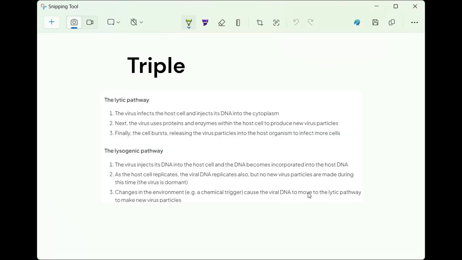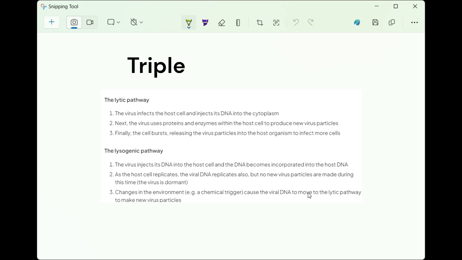So when a virus infects your cells, there are two different pathways it can go through. In the lytic pathway, the virus will infect your cell and use the cell to create more of the virus components. It will then explode and release the virus particles around to infect more cells.